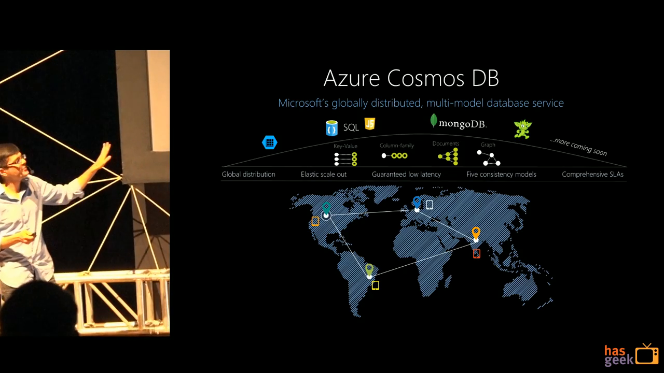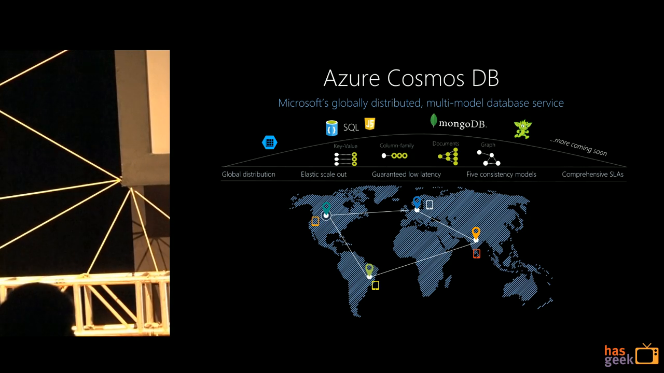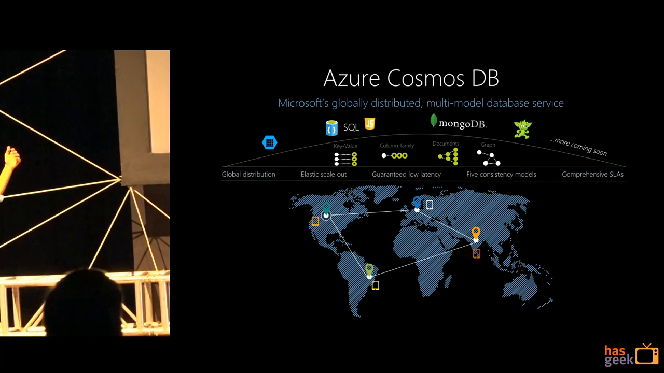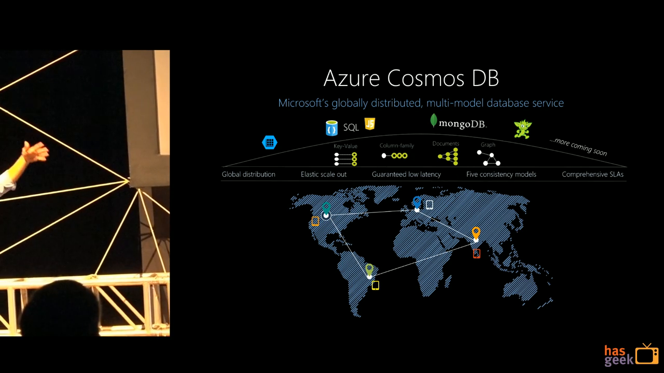So I'm running out of time. So you can have different data models like documents and key-values and column family and graph and so on, and different APIs.